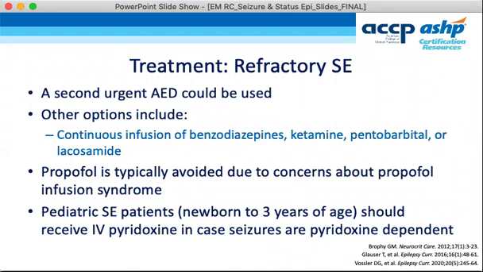Other options include, again, depending on if the patient is intubated or not, continuous infusion of benzos, ketamine, pentobarbital, or lacosamide. Propofol is typically avoided in pediatrics due to concerns about propofol infusion syndrome. But if they're comfortable using it at your institution, you want to go for it, go for it. Patients from newborn up to 3 years of age should receive IV pyridoxine, though, in case of seizures are pyridoxine dependent.